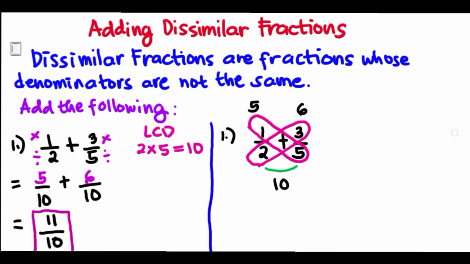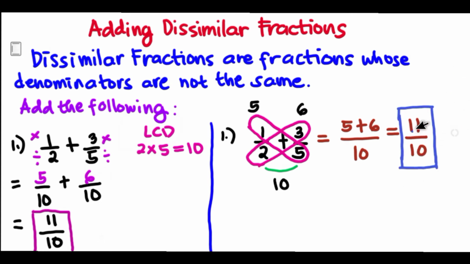So, kapag na-multiply na natin lahat ng mga dapat nating i-multiply, the next thing to do is add natin yung dalawang nasa taas. So, add natin yan. 5 plus 6. And then yung nasa ibaba, yan po yung magiging denominator, 10. And then, 5 plus 6 is equal to 11. And then, copy the common denominator, 10. So the final answer is 11/10.